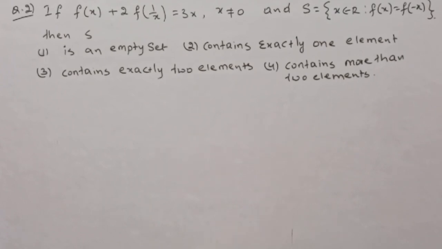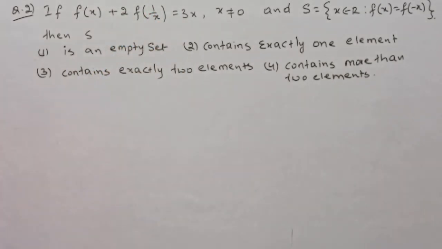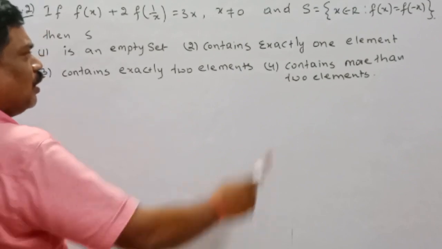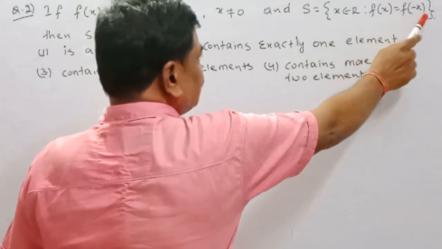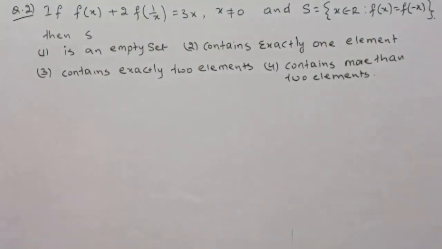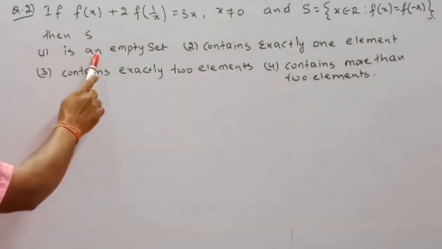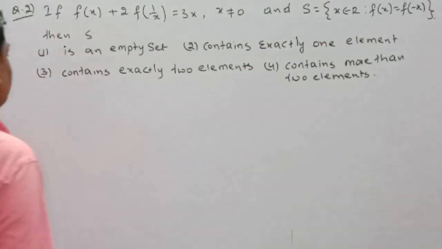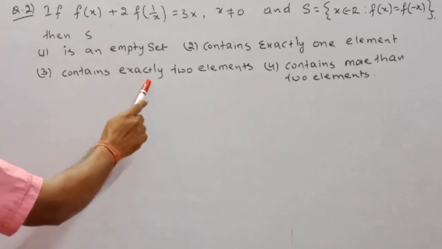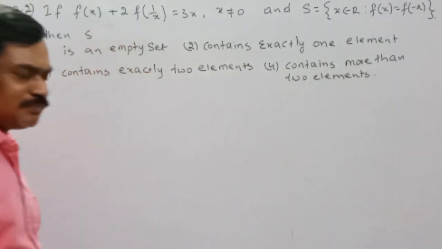Here we have one more problem from functions. If f(x) + 2f(1/x) = 3x, x not equal to 0, and S = {x belongs to R such that f(x) = f(-x)}, then S is: option 1, an empty set; option 2, contains exactly one element; option 3, contains exactly two elements; option 4, contains more than two elements.